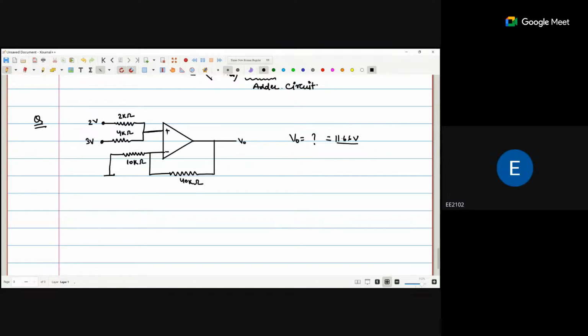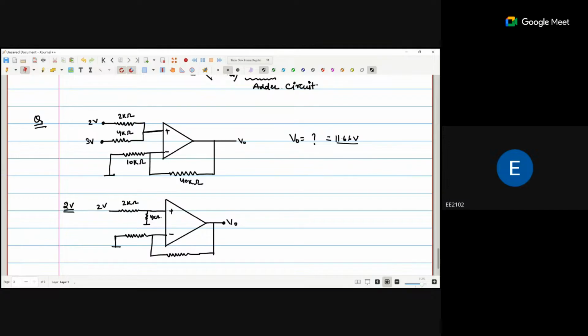So basically, we consider two voltage sources. First we consider 2 volts. So 2 volts, 2 kilo ohm, positive terminal. Now the 4 kilo ohm will be grounded. So I just consider that this is the 4 kilo ohm. This is negative. V out.